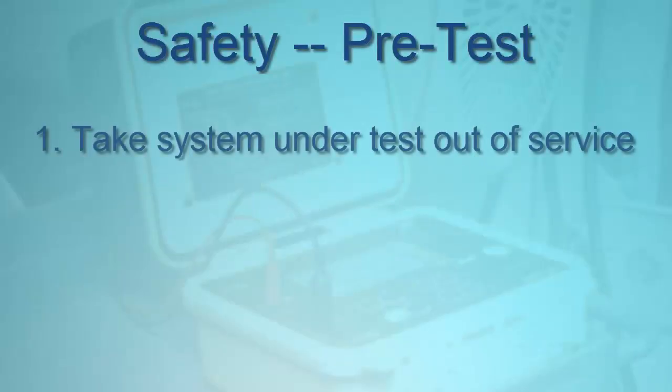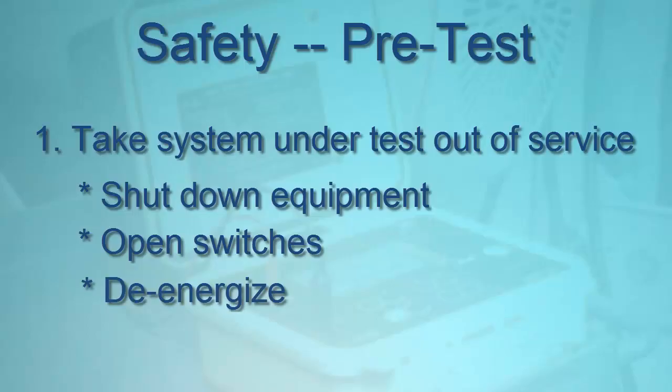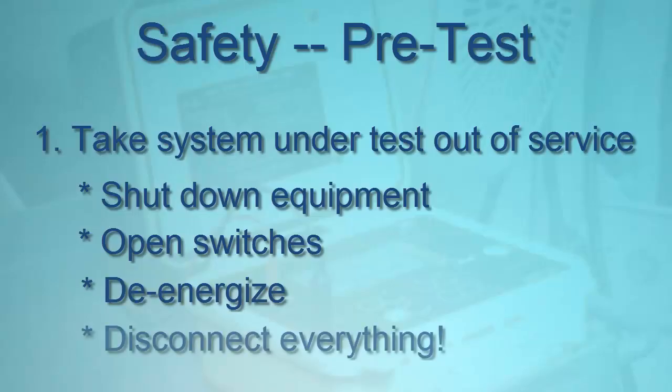First, take the equipment under test out of service. Shut down the apparatus, open all switches, and de-energize the unit. Disconnect from all equipment and circuits, including neutral and protective ground connections. Be sure to follow proper lockout/tagout procedures during this step.